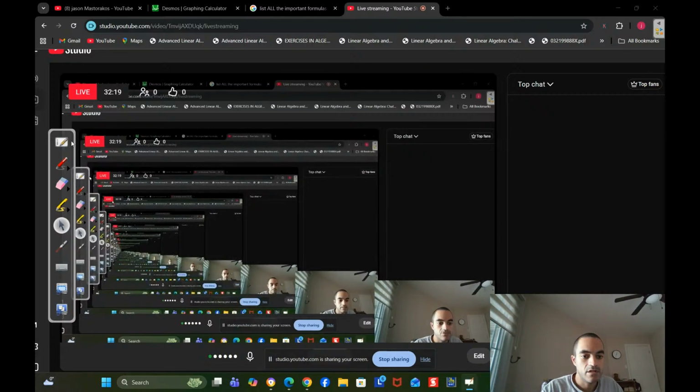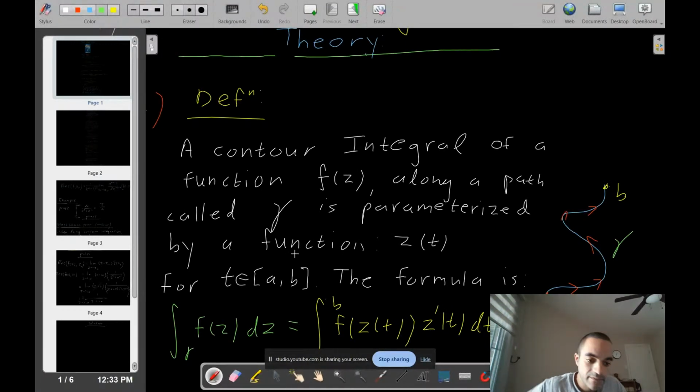Anyone in the chat? Not yet. All right, so we've got this right now. Okay, so we have a contour, right? So we got our contour integral, right? So just to re-update, we got a contour integral of a function f of z along a path called gamma. So the path is called gamma. The function is f of z.